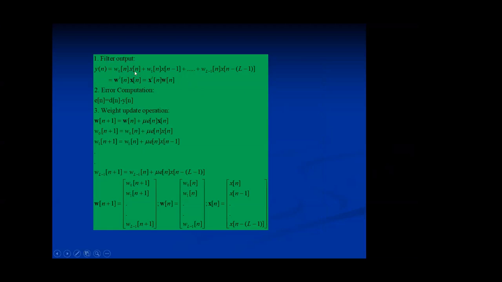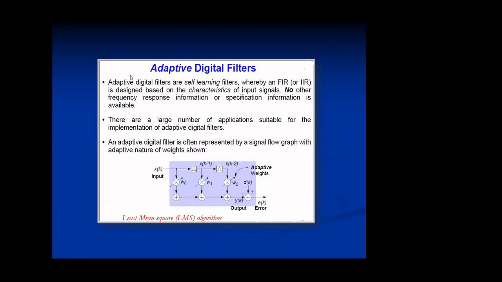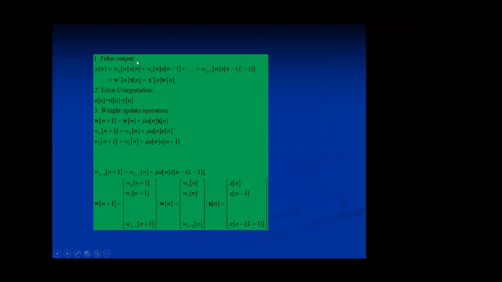First one is filtering. Here we have W0 of n, x of n. So W0 is a function of n. I am writing it as a function of n in the mathematical expression because it will vary with time. So x of n into W0 of n plus x of n minus 1 into W1 of n, plus x of n minus 2 into W2 of n. This is the filtering operation. This is basically the filter output. Output y of n is given by this.